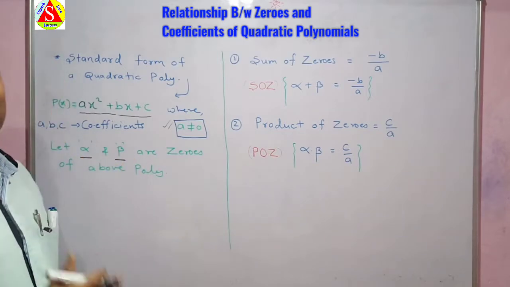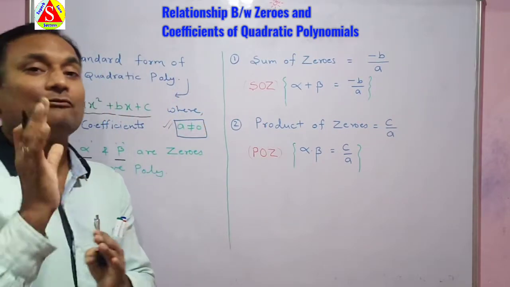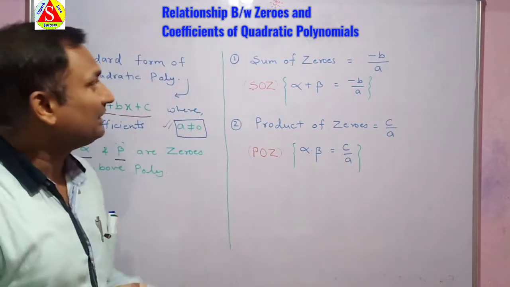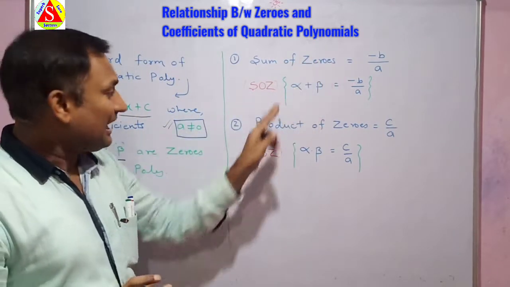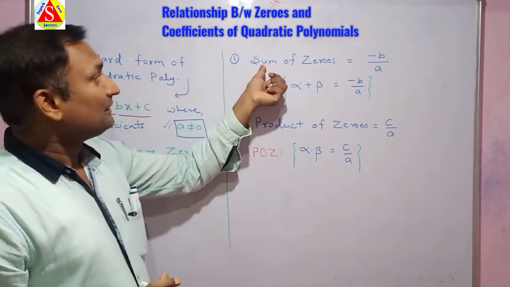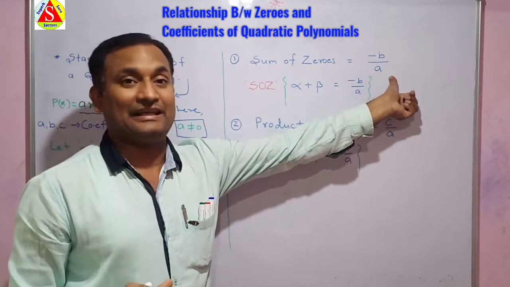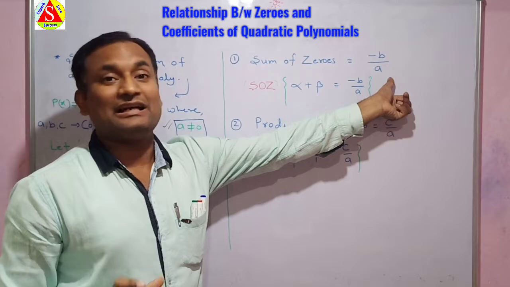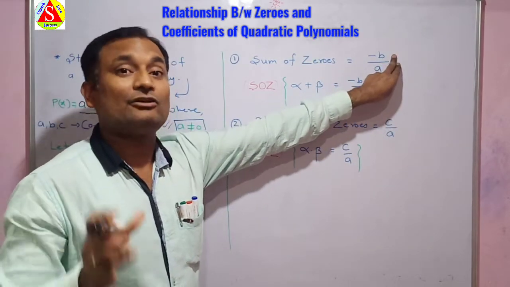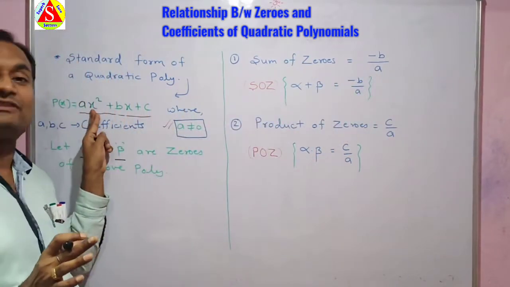Then dear students, related to alpha and beta we have two formulas. The first one is the sum of zeros and the second one is the product of zeros. Here the sum of zeros is given by minus b by a. Here a and b are coefficients as I told earlier: b is the coefficient of the x term and a is the coefficient of the x square term.